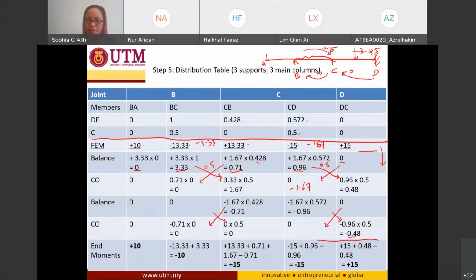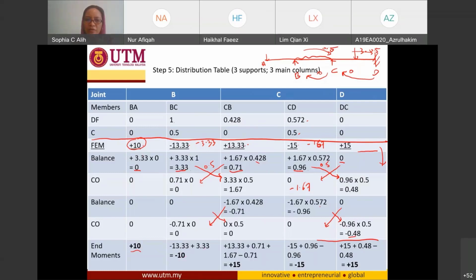and downward. So you have a fixed end moment of positive 10. What you did is that you just have to sum up everything. So you take this one, positive 10, 0, 0, 0, 0. That's why you got positive 10. Now you have here negative 13.33 plus 3.33 plus 0 plus 0 plus 0. This is why you have negative 13.33 plus this one, you have negative 10.